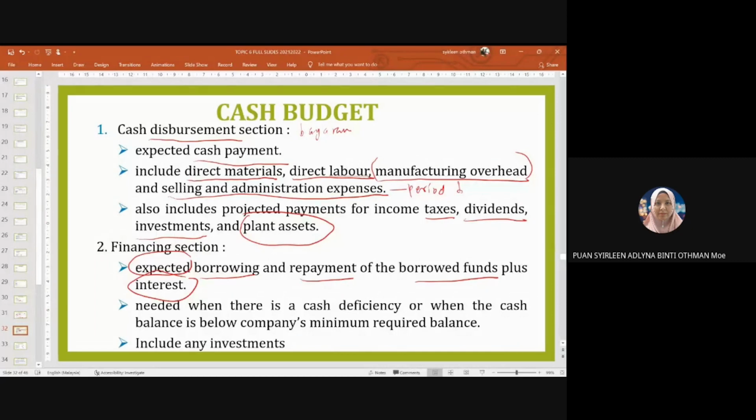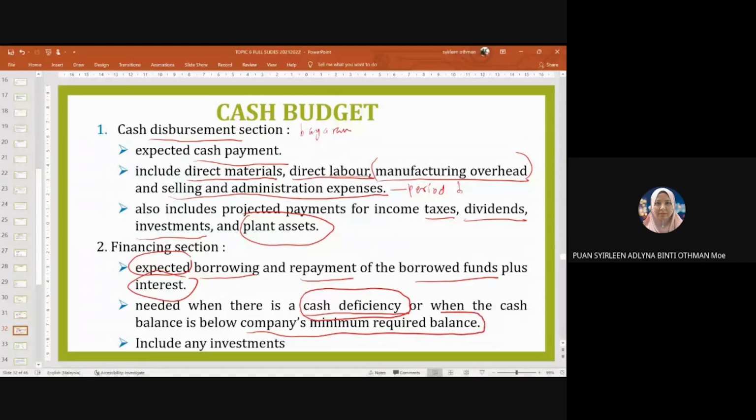Okay, so kenapa kita perlukan financing? Kita perlukan financing sekiranya berlaku cash deficiency, kekurangan tunai. Okay, ataupun apabila cash balance is below company's minimum required balance.